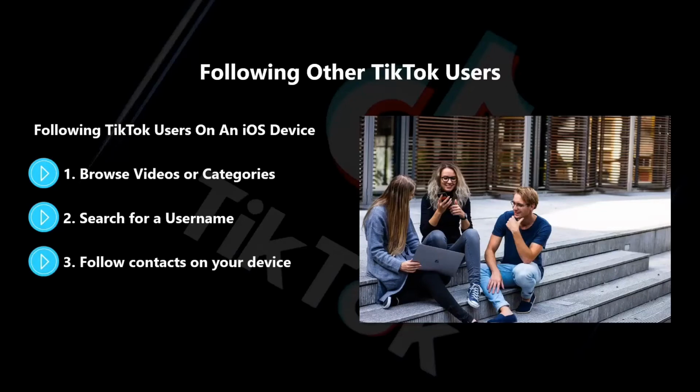3. Follow contacts on your device. Tap on the person icon in the far bottom right of the screen. Tap the person outline icon with a plus to open the friends screen. Tap on Find Contacts Friends and then follow a contact using the red follow button as above.